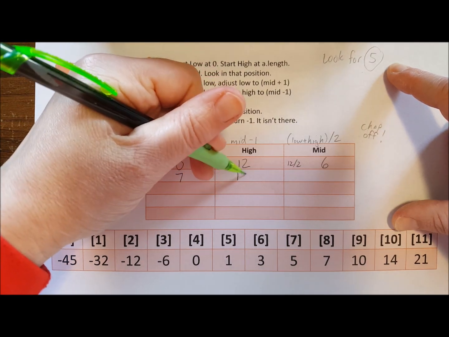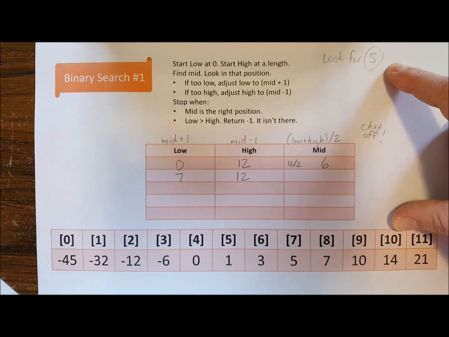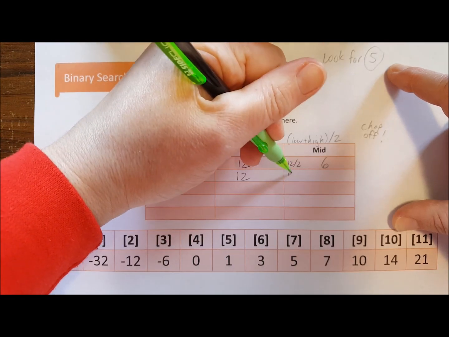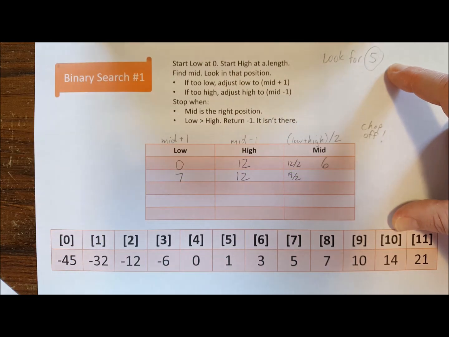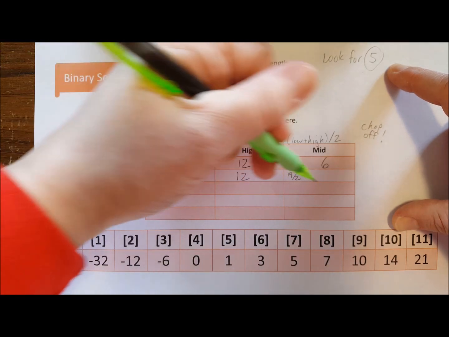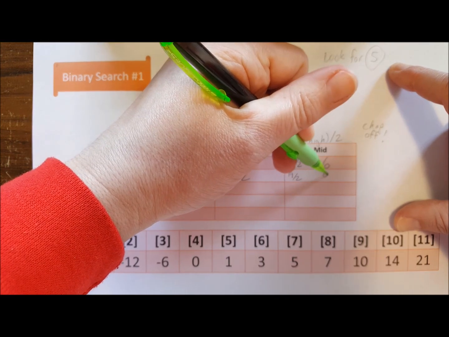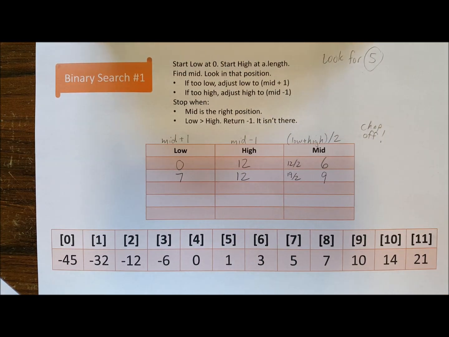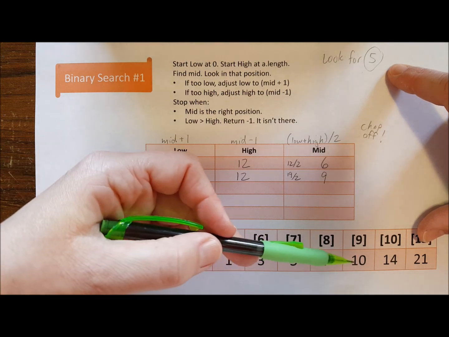Nothing happens to high because it wasn't too high. All right, then we add them together and divide by 2. When we divide this by 2, this is one of the spots where we have to chop off the decimal. So we're going to get 9. Then we go look in spot 9. All right, so we're comparing spot 9 with 5.